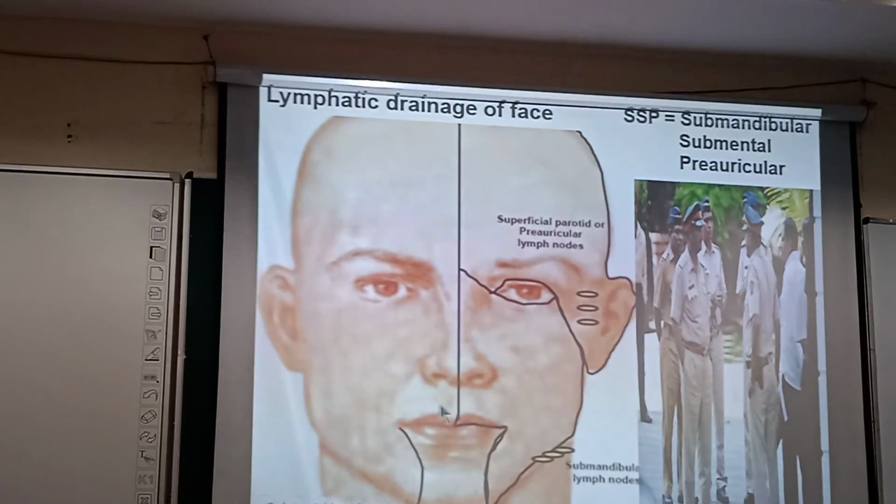These are the sensory divisions. This is ophthalmic, this is maxillary part and this is mandibular part. Ophthalmic goes to the preauricular. The maxillary part is going to the submandibular lymph node. And this is ophthalmic, this is maxillary, and this is mandibular. Mandibular is going to the submental lymph node. SSP.